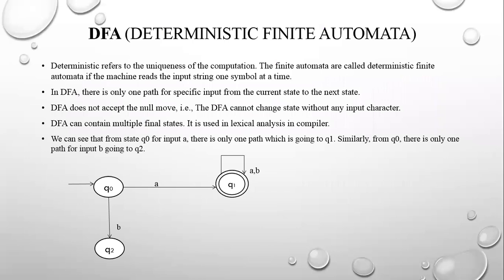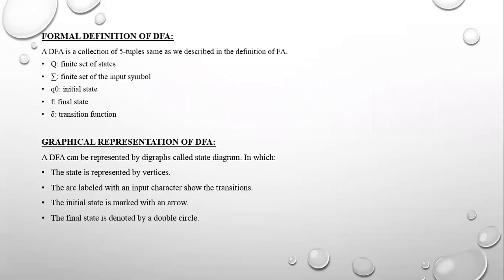Today, we're going to start a new lecture in formal language automata theory. In this lecture, we're discussing deterministic finite automata. Actually, deterministic finite automata is a mathematical model consisting of five tuples.